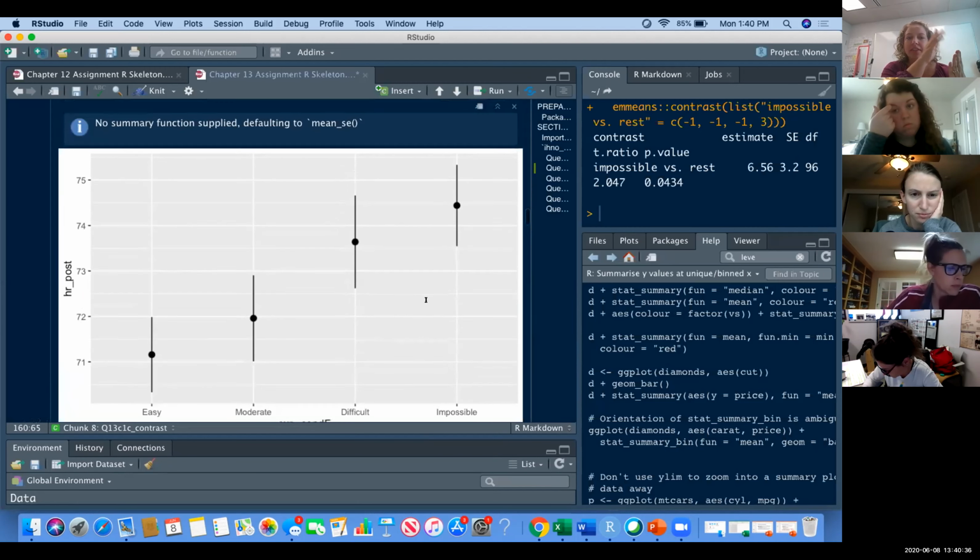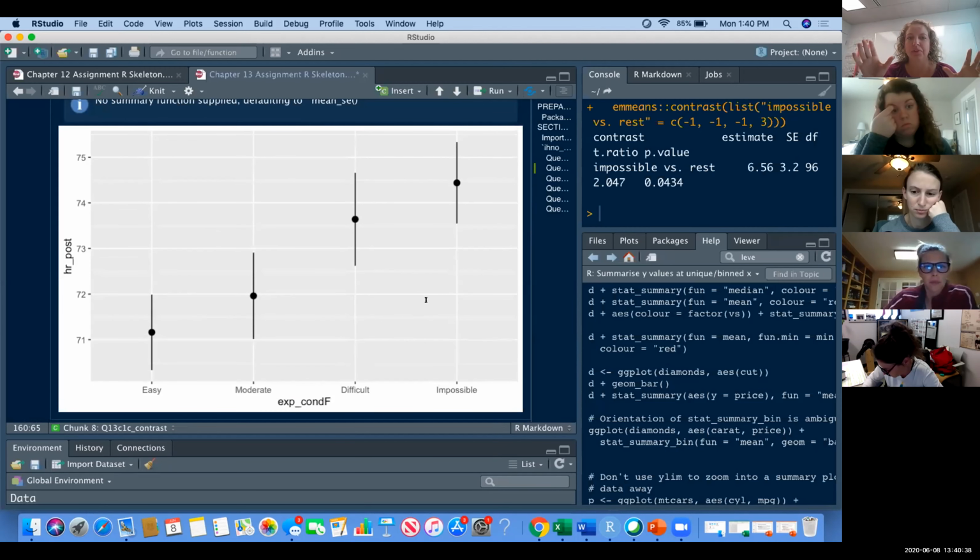So we've got the easy, moderate, difficult, and impossible. We just merged easy, moderate, difficult, those first 3, and compared it to impossible. Is there another way that you think would do a better job of making a cleaner distinction?